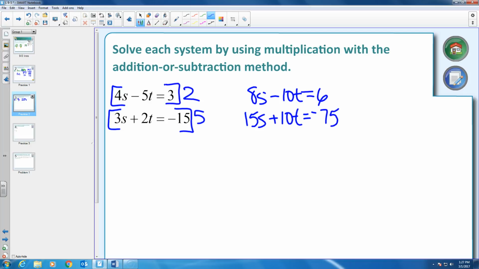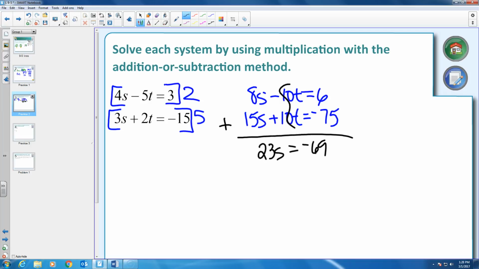Now, guess what happened? Presto change-up. Do the t's cancel out now? They do. They are additive inverses of each other. So they're going to cancel out, and we add what's left. What's 8s and 15s? 23s equals. What's 6 and negative 75? Negative 69.